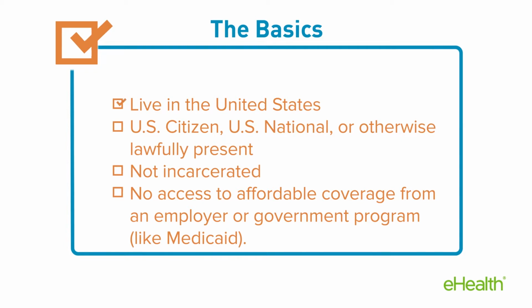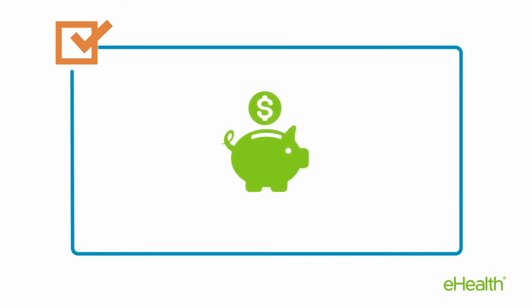You live in the U.S. 2. You're a U.S. citizen, a U.S. national, or you're otherwise lawfully present in the U.S. 3. And you're not currently incarcerated. 4. And you don't have access to affordable health insurance from an employer, a union, or a federal program like Medicare. But there's another important rule.